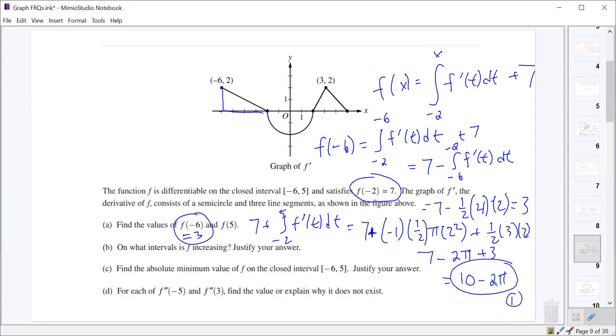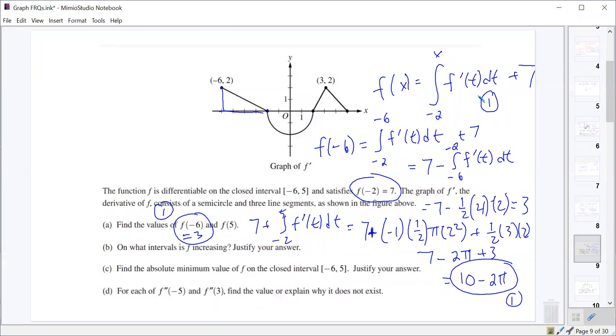And I believe it was 1 point for each of those values. I will check. No, 1 point for each of those values, plus 1 point for using the initial condition to properly set it up. So 3 points there for part A. Good or no? Everybody good now?